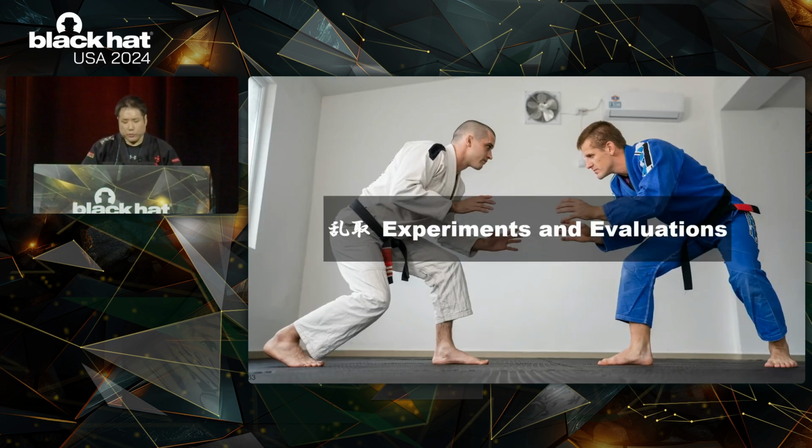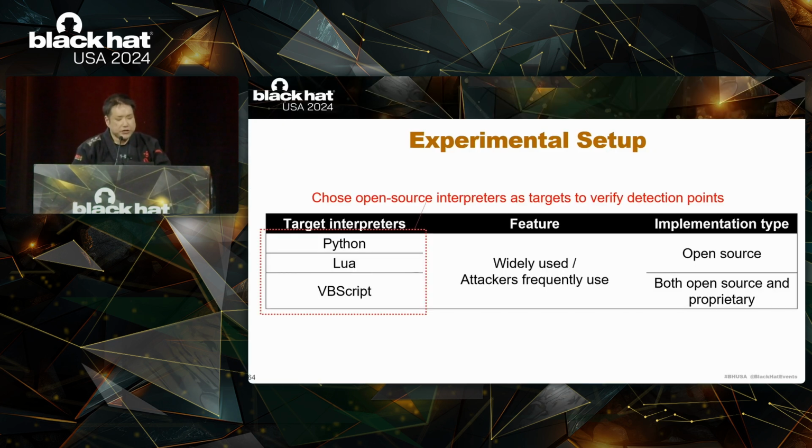So to introduce more detailed features and capabilities of Bytecode Jiu-Jitsu, we conducted some experiments on it. In the experiment, we used Python and Lua because they are widely used and open source, which we can easily verify the result using source code. We also used VBScript because attackers frequently use it for executing their malicious script, and it has both open source and proprietary versions.